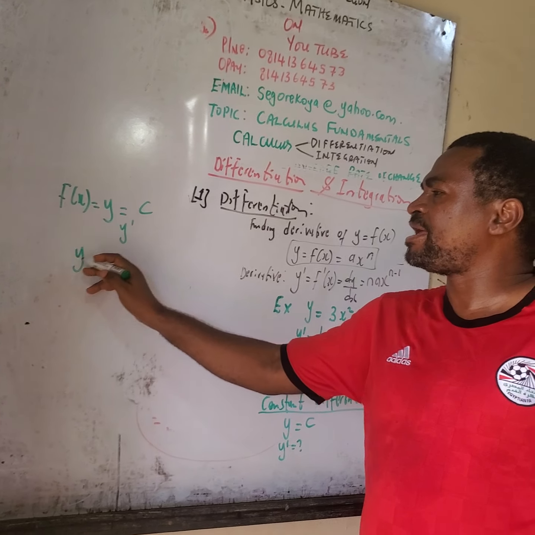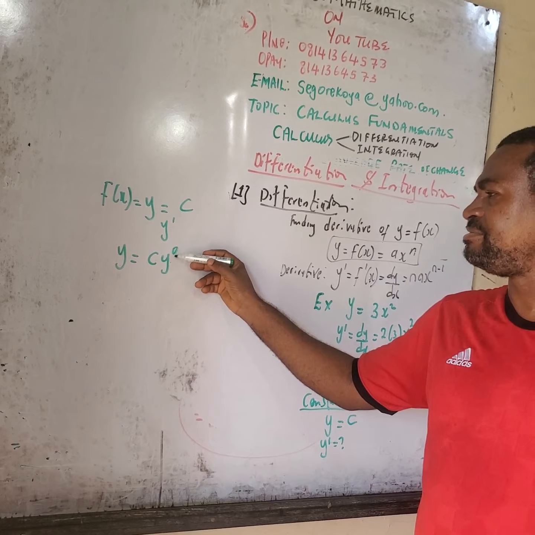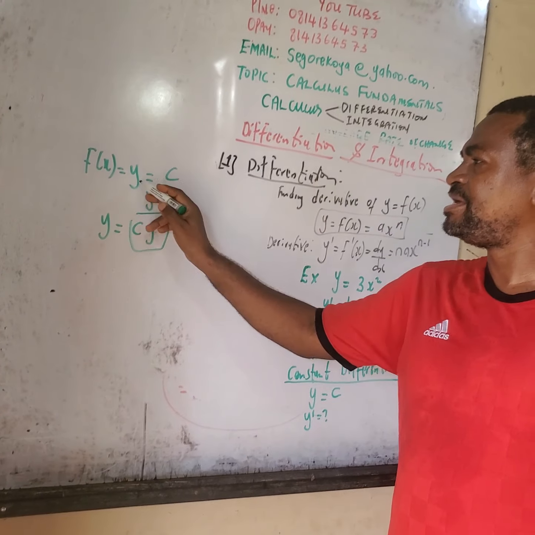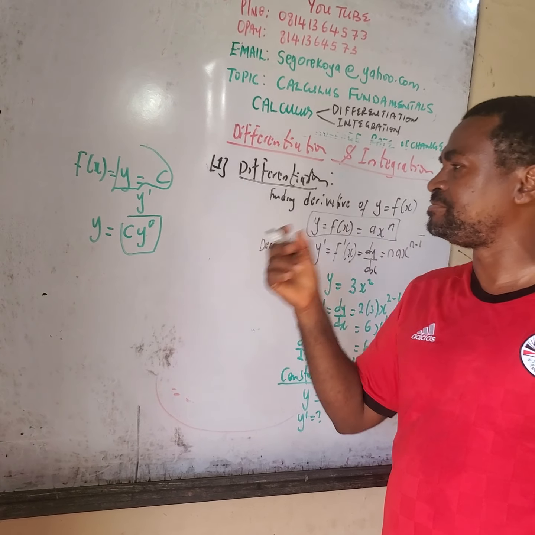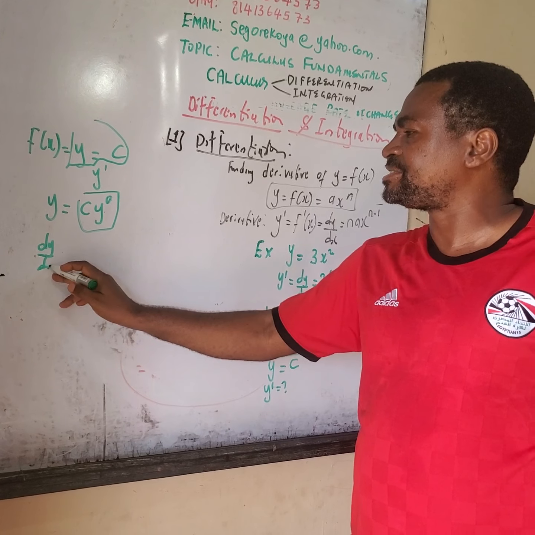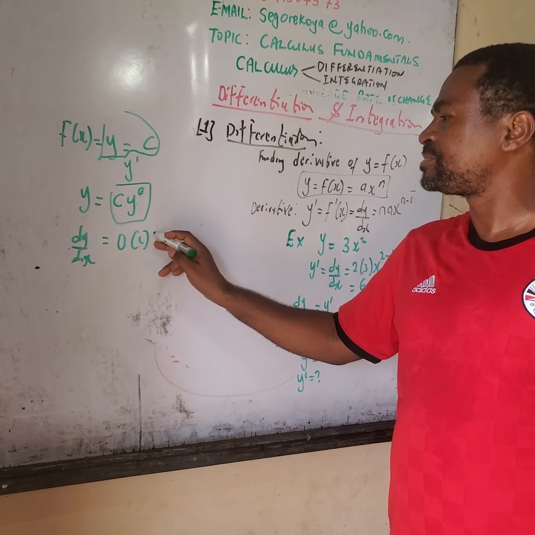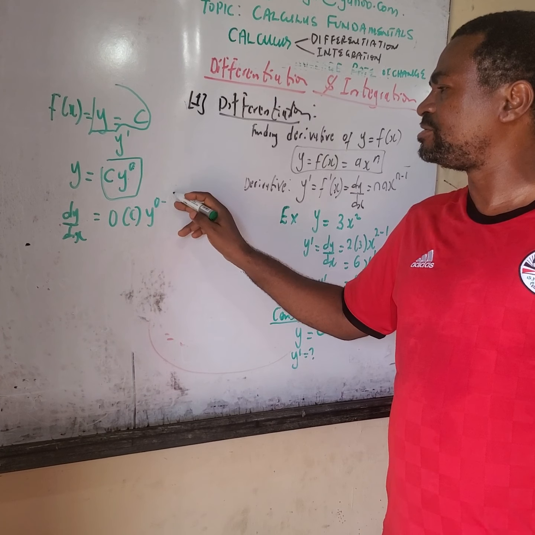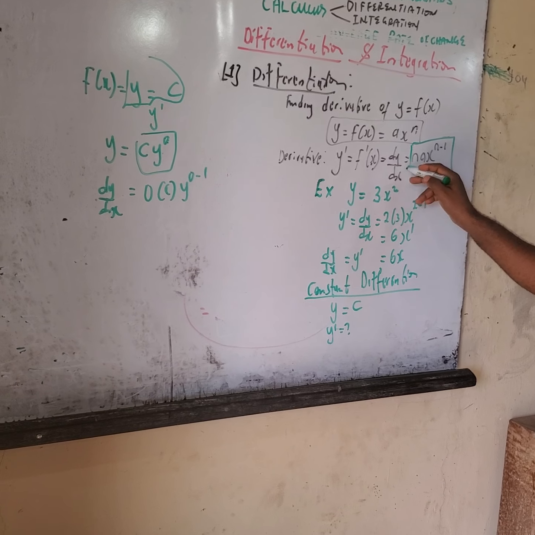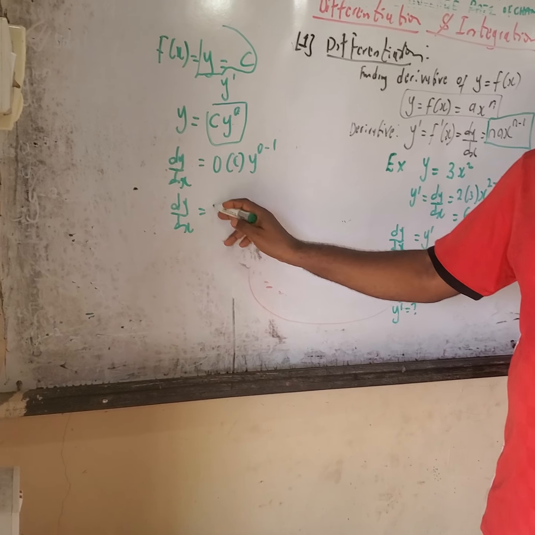We can rewrite y as c times x raised to power 0. You know, in mathematics, anything raised to power 0 will give you 1. So this particular expression that I have here and this expression, they are the same thing. Now, to find dy/dx, you use this power to multiply: 0 times c x raised to power 0 minus 1, using this particular expression here. So 0 times anything is 0. So you have dy/dx is equal to 0.